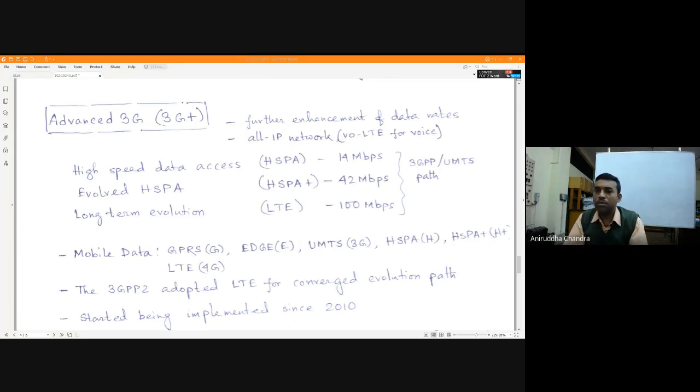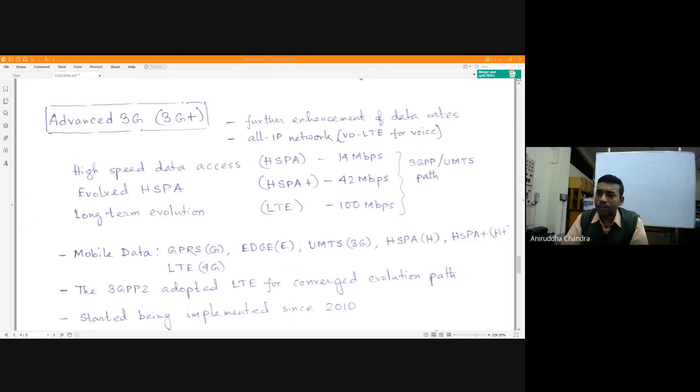10 years is enough time for a company to completely go bankrupt, or come again, start a business and still make it profitable. So 10 years is a lot of time. 3G plus is somewhere between 2000 and 2010, where we got different improvements. The first improvement was HSPA, which was high-speed data access, and then an evolved form of that. And then we have this long-term evolution, or LTE.